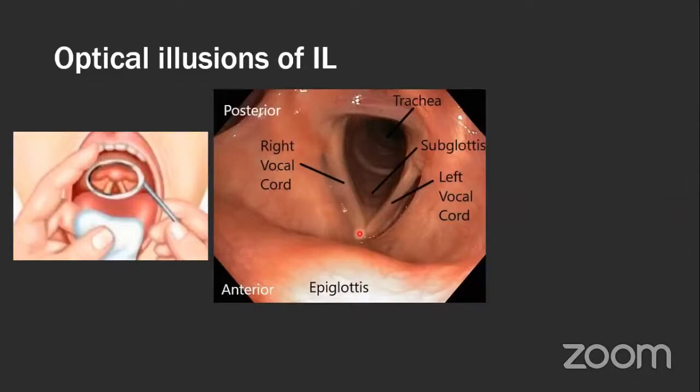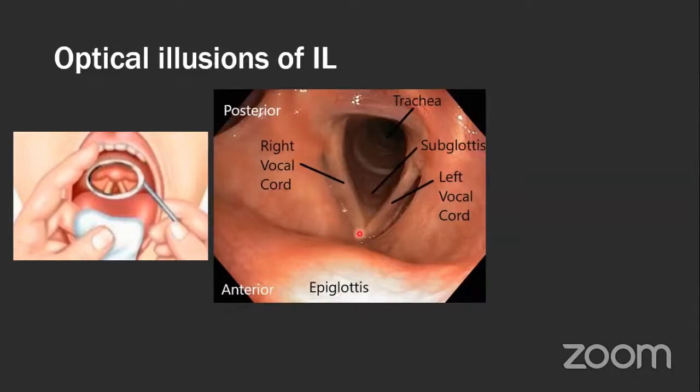What are they? One is a side inversion. Another one is anteroposterior reversal and anteroposterior shortening. Then reduced depth perception, increased brightness, and vocal cord appears to have an outer border. These are the optical illusions of indirect laryngoscopy.